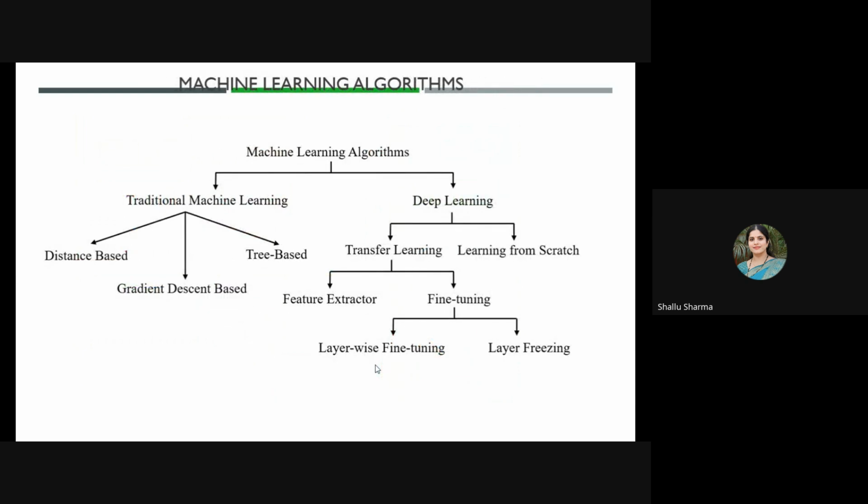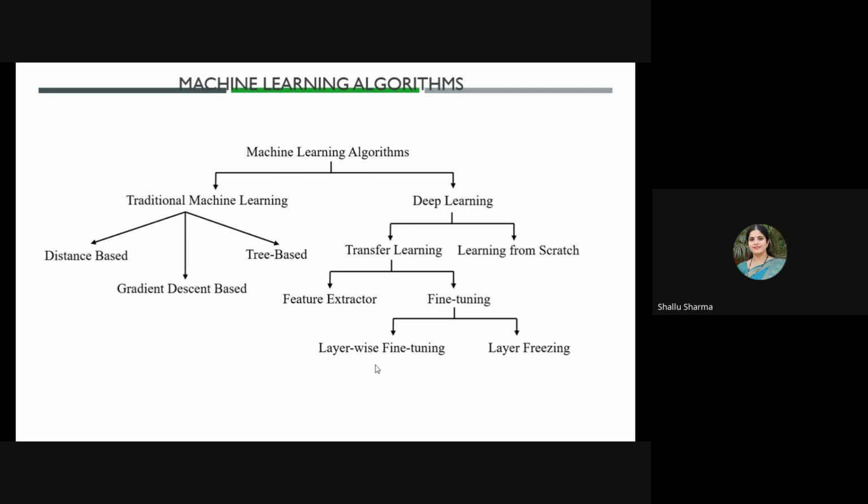So this is the architecture, how we can classify a machine learning algorithm. The very first split is traditional machine learning algorithm and deep learning, because deep learning is a part of machine learning algorithm, being a component of artificial neural networks. Traditional machine learning is further classified into three: distance-based, gradient-descent-based, and tree-based machine learning models. And deep learning is divided into two: transfer learning and learning from scratch.